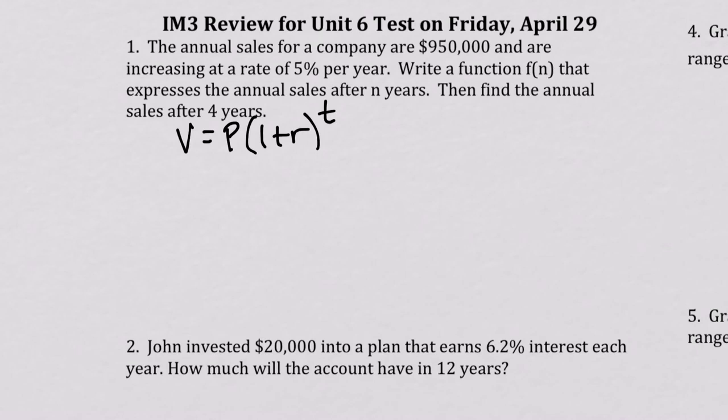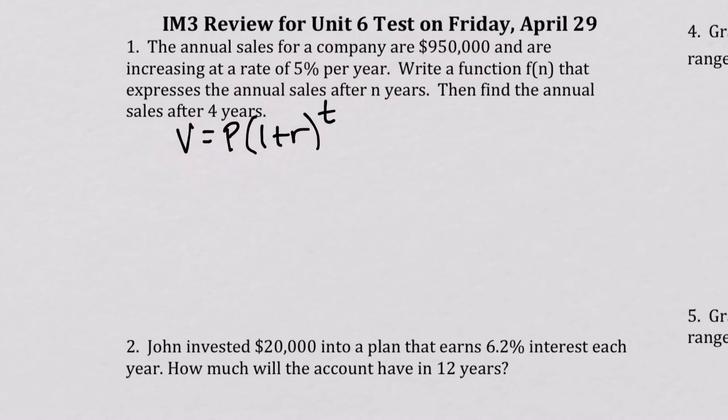Number one, the annual sales for a company are 950,000 and are increasing at a rate of 5% per year. Write a function that expresses the annual sales after n years. Then find the annual sales after 4 years. Okay, so what I'm going to use here is this formula, which is used for interest. So V here means interest and P is the principal. But I'm going to adjust it to make it fit this situation, right, where we have annual sales for a company and they're increasing by the same percentage each year.